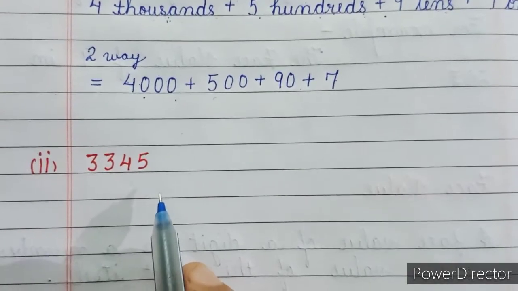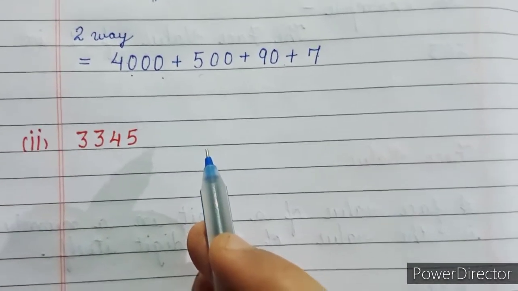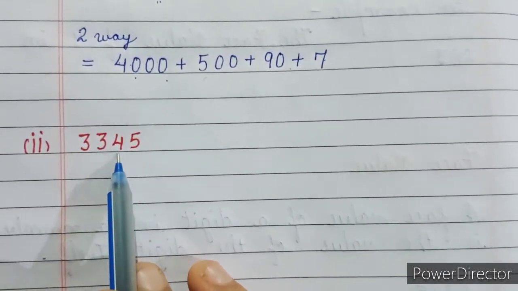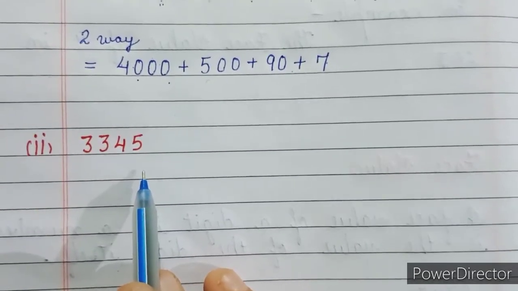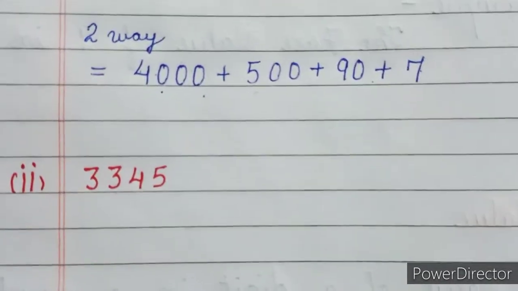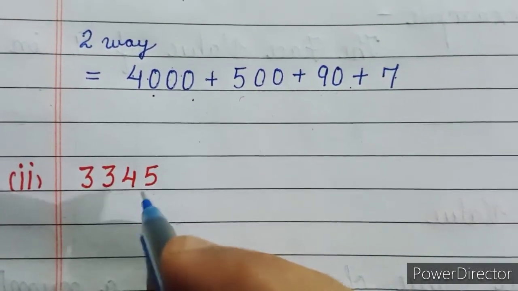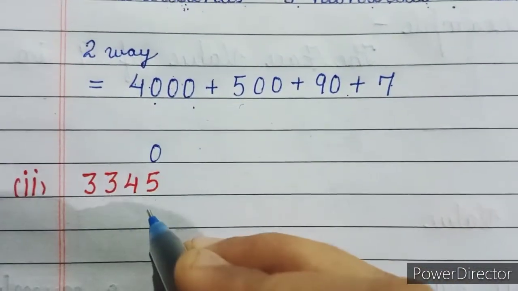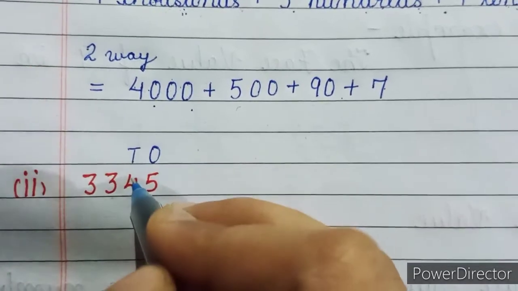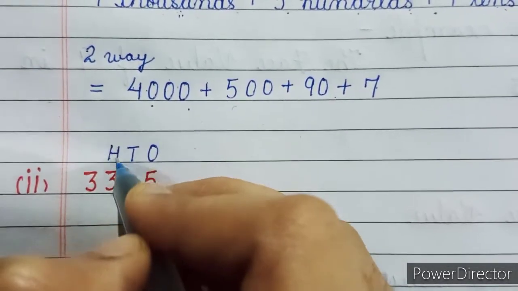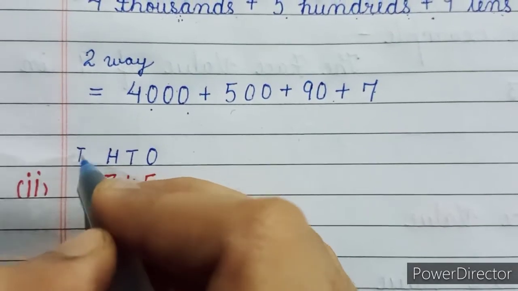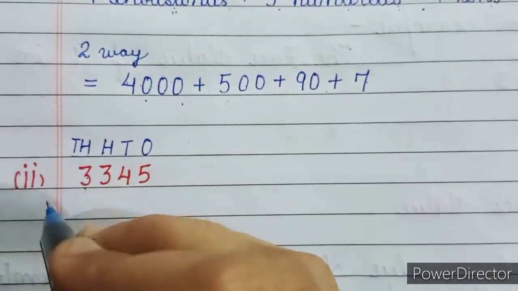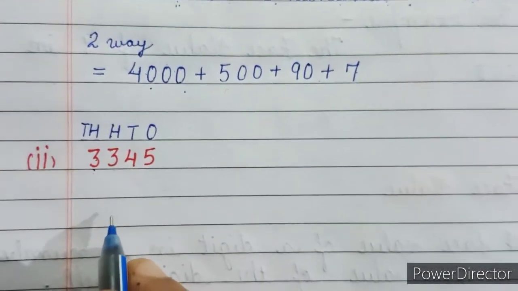Children, I will do another example with you. This is again from your book. The next number is 3345. How will we do this? First of all, we will write the place value, then we can do it very easily. The place value of 5 is ones. The place value of 4 is tens. The place value of 3 is hundreds. Now 3 is written here also, but the place value of this 3 is thousands.